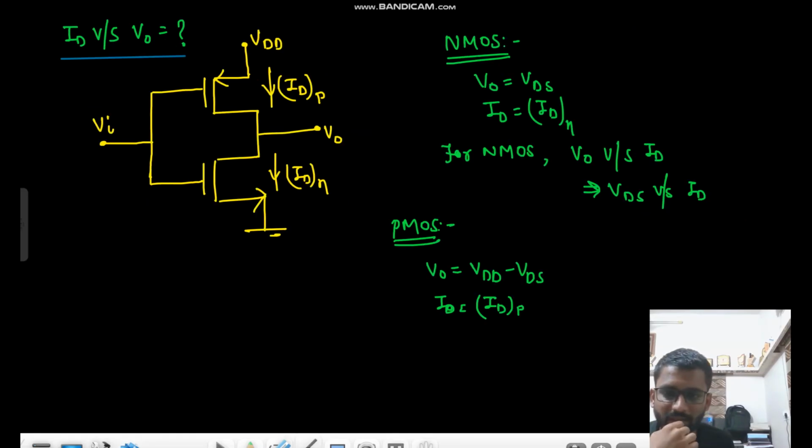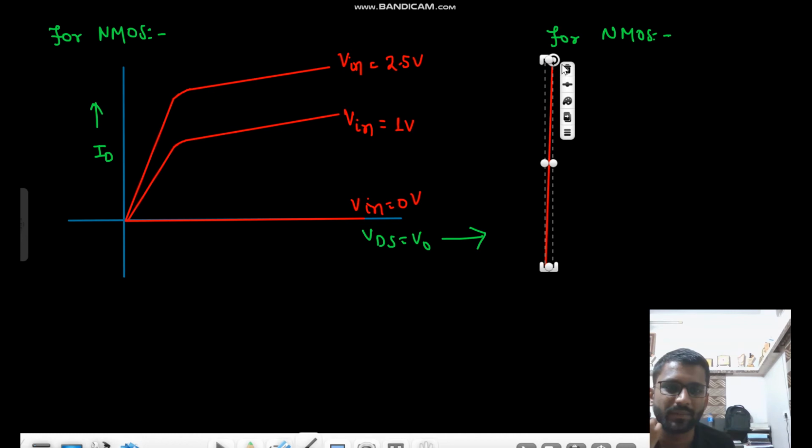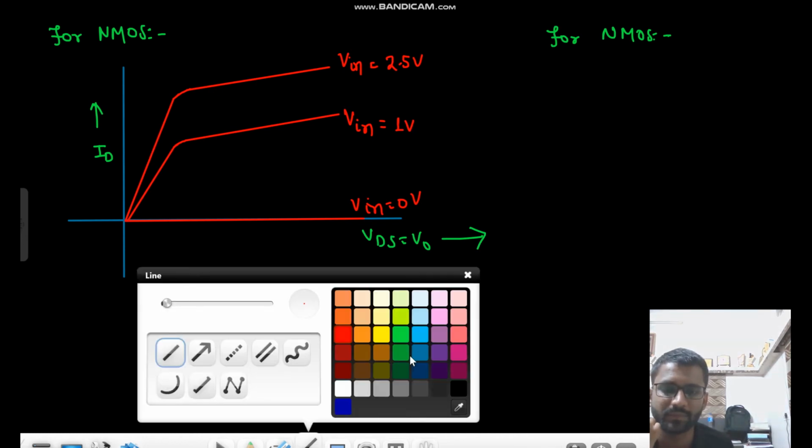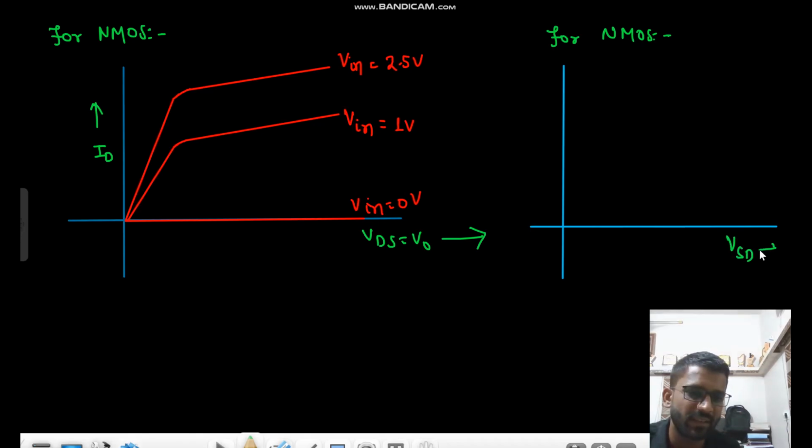So for NMOS, what do we already know is that here, what did I write? I wrote VDS, now it should be VSD. So not this, but we will draw like this only. So this is VSD, right? This is the VSD versus ID curve. Okay, I will try to explain it as much as I can.